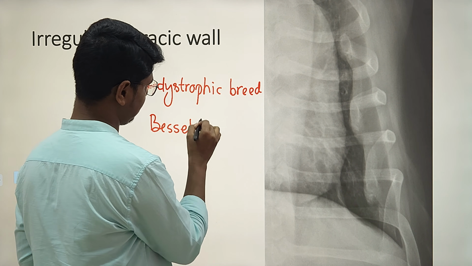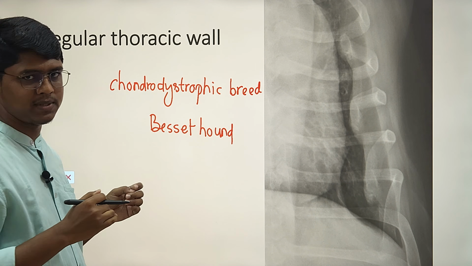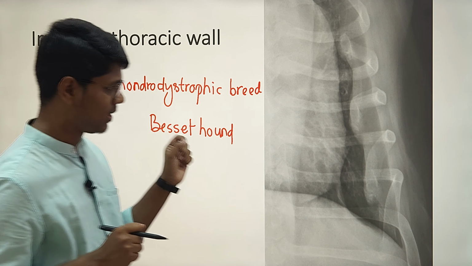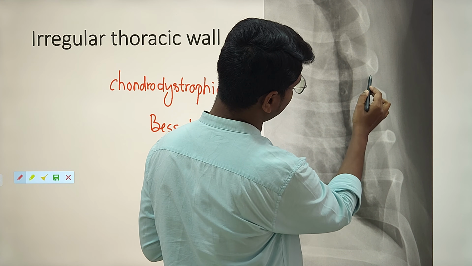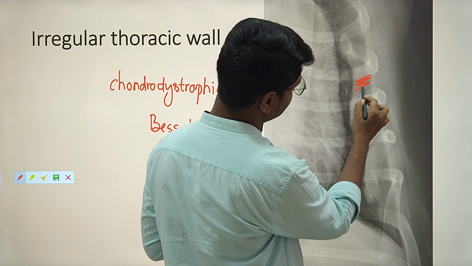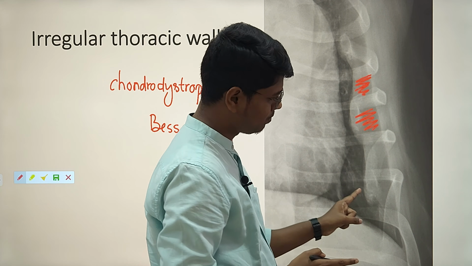What happens in these breeds? The thoracic wall itself is slightly abnormal. Look at this radiograph. The thoracic wall is kind of more thick. It is not a case of pleural effusion.